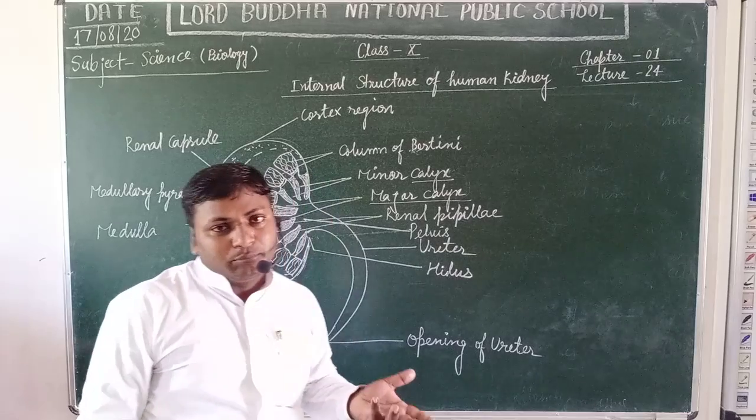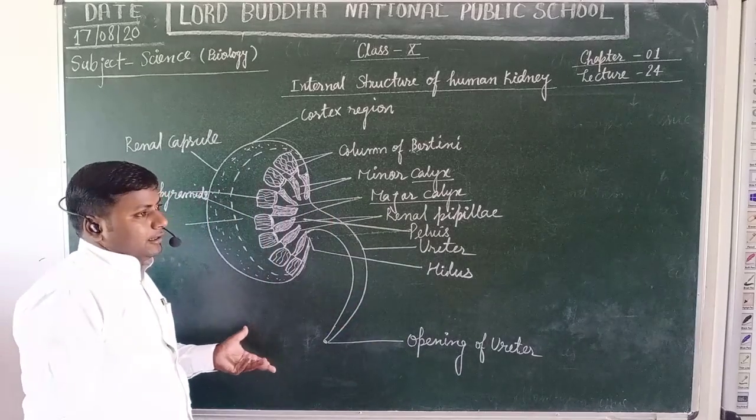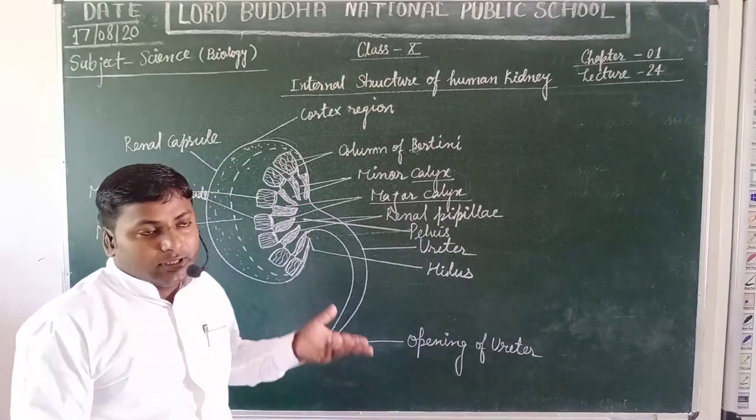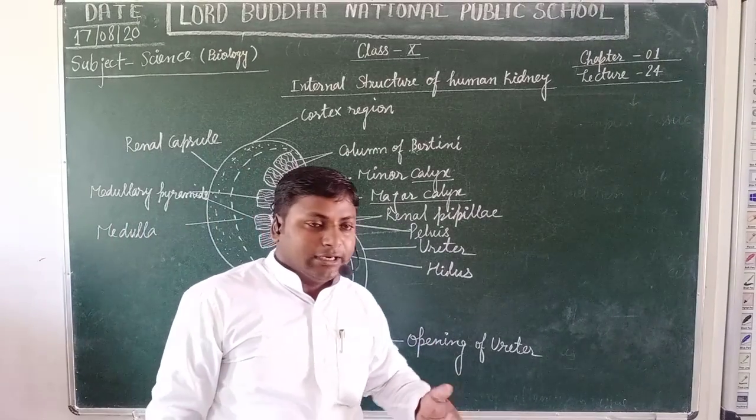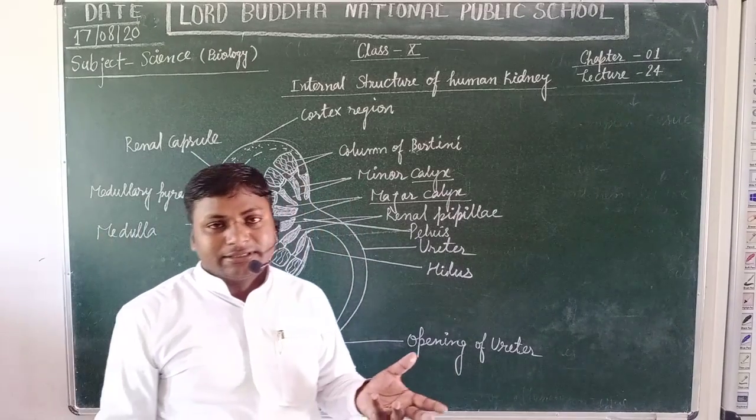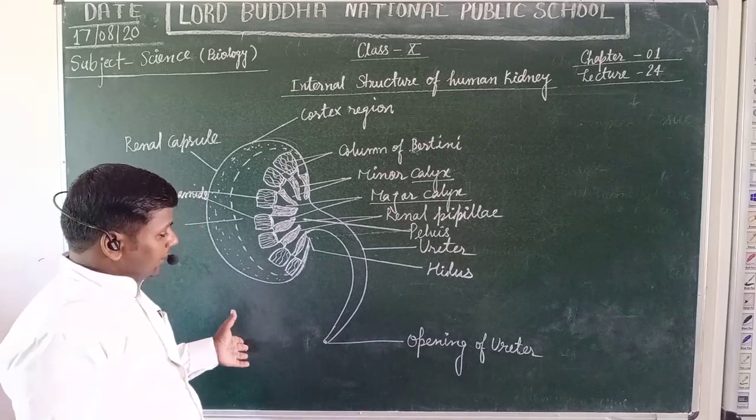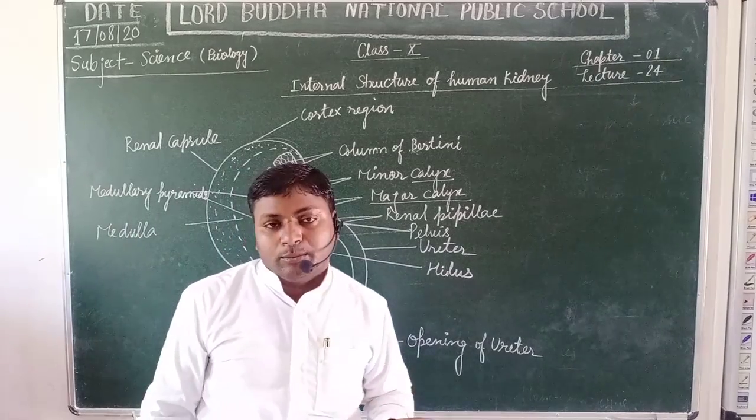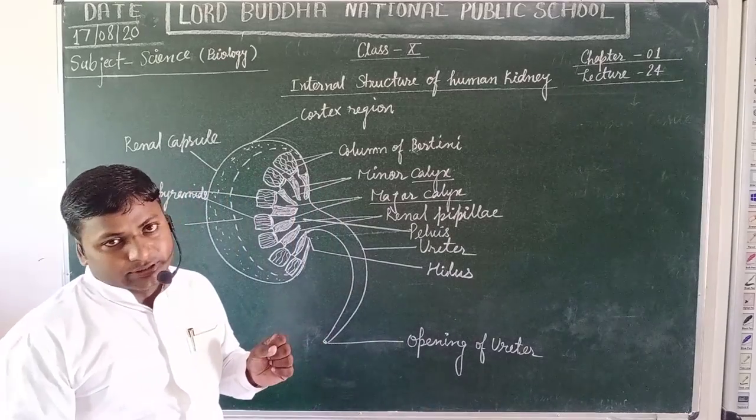The final step of the kidney, or you can say the main function of the kidney, is the removal of nitrogenous waste. It means removing urea and ammonia-like substances in the form of urine, and the excretion of the urine from the body is known as micturition.